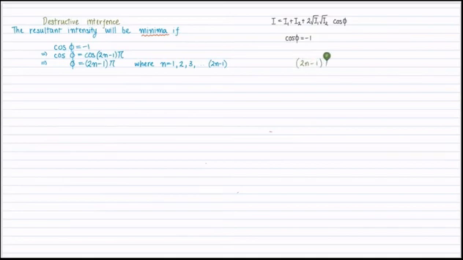For n equals to 0, your angle phi will be how much? 2 multiplied by 0 will be 0 and this will be minus 1 pi. This will be minus pi. And look here, what is cos of minus pi?